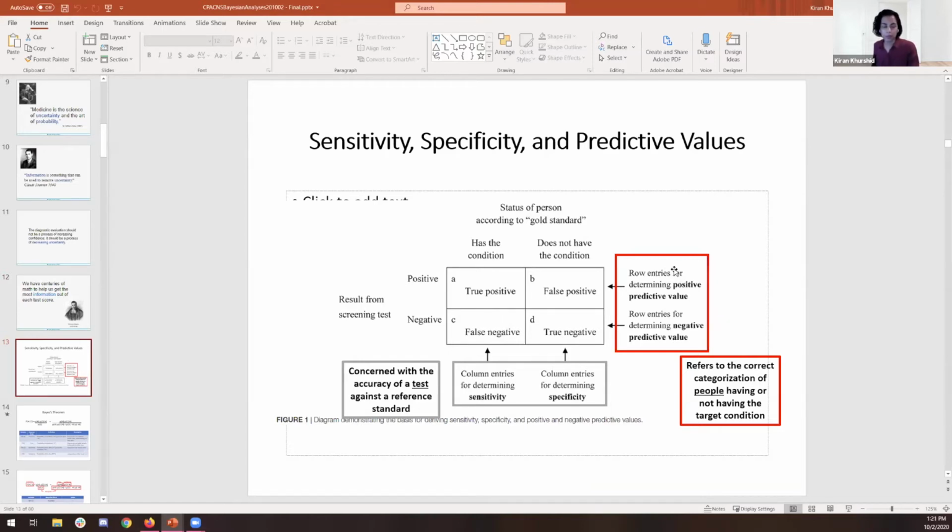And usually what many psychologists do is they spend a lot of time focusing on the sensitivity and specificity of a test, which is very good. Those aspects are really important.